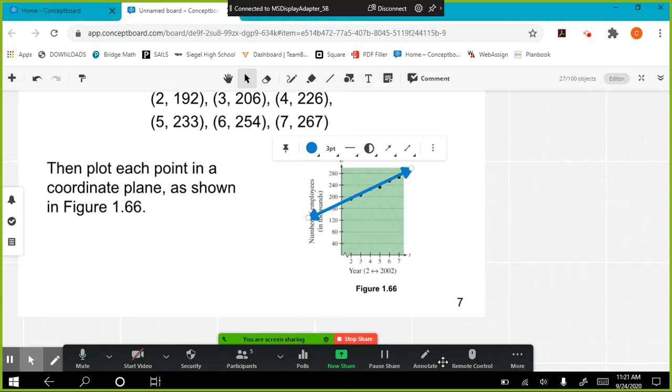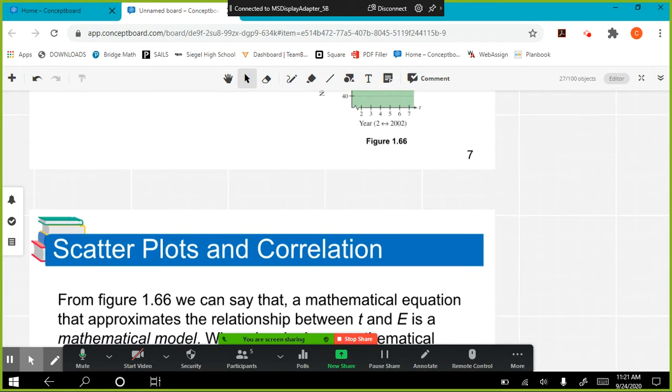I can see that the y-intercept would be in between 140 and 200, or is that 160? Between 160 and 200. So it's about 175, 180 maybe. The slope, I could use 2 points on there, but we'll talk more about that in a minute. But that's sort of the idea of what we're doing.